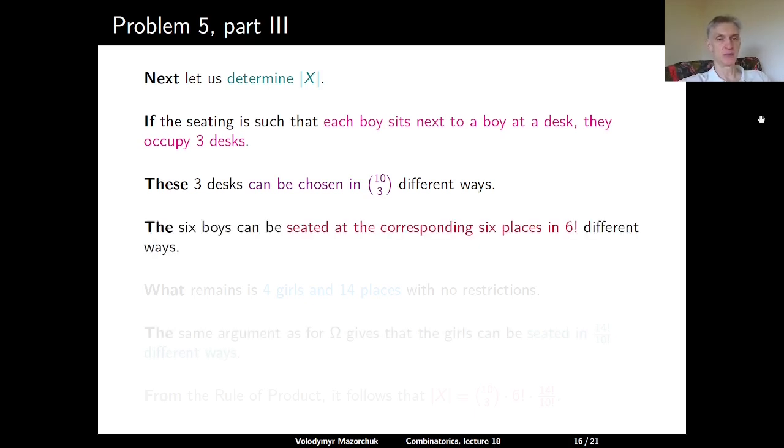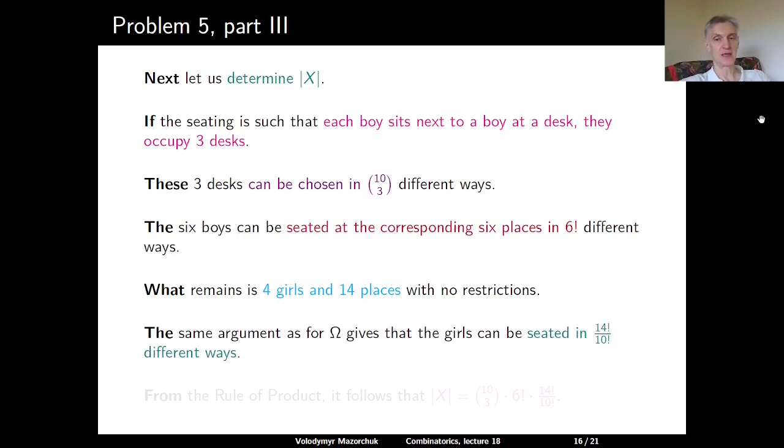We can place the 6 boys at the corresponding 6 places, so 3 desks, 2 places at each desk, in 6 factorial different ways. What remains is to place 4 girls at the remaining 14 places with no restrictions. And the same argument as for omega gives that the girls can be seated in 14 factorial divided by 10 factorial different ways. Using the rule of product, it follows that the cardinality of X equals 10 choose 3 times 6 factorial times 14 factorial divided by 10 factorial.